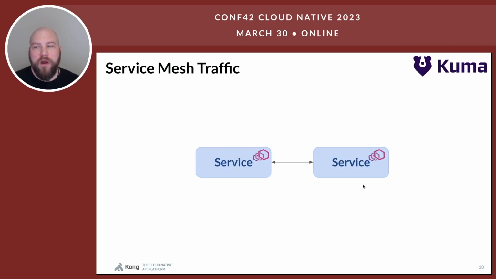So let's talk a little bit about Kuma. I'm going to focus in on Kuma's implementation of Gateway API today. We'll start with a really simple definition of service mesh traffic. We're going to have services in our Kubernetes cluster, and they're going to talk to each other over the service mesh. So you have 2 services here, both with an Envoy proxy sidecar, and they can communicate with each other through the mesh.